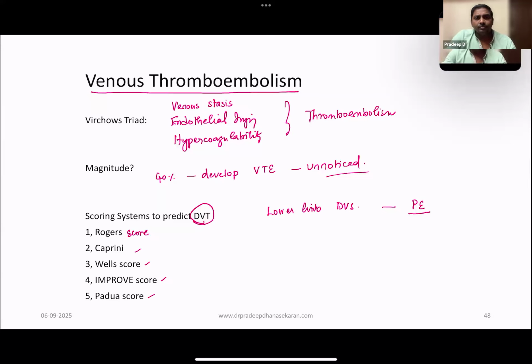What is venous thromboembolism? You all know Virchow's triad: venous stasis, endothelial injury, and hypercoagulability. 40% of the patients who develop DVT go unnoticed. These are the scoring systems to predict the risk of developing DVT: Rogers score, Caprini score, Wells score, Improve score, and the Padua score. Whenever there is thrombosis in the lower limb deep veins, only then is there a risk of developing a pulmonary embolism. This is an important MCQ point.